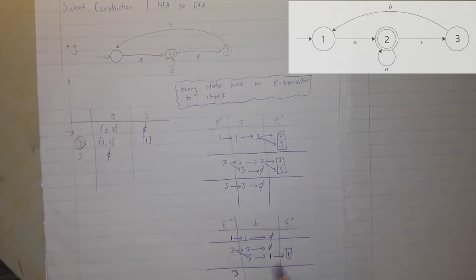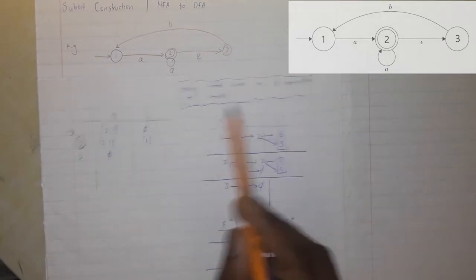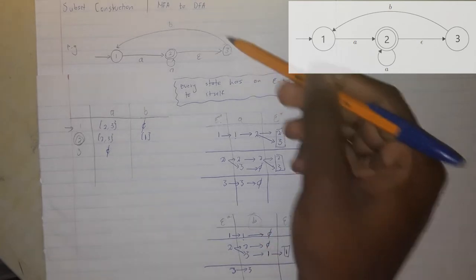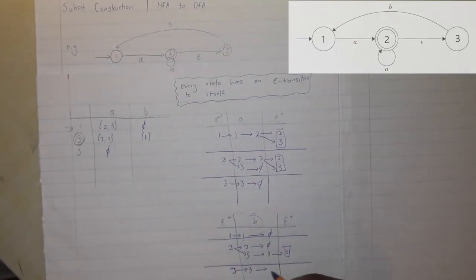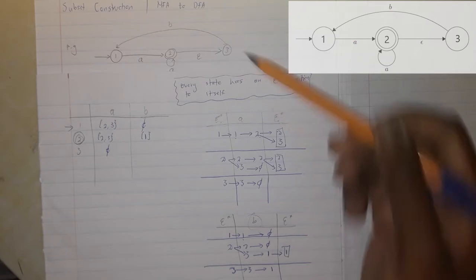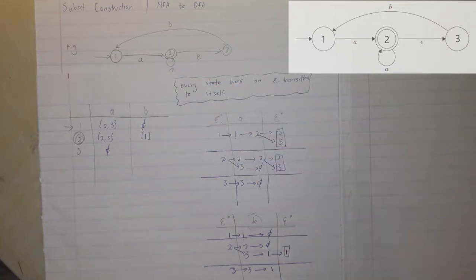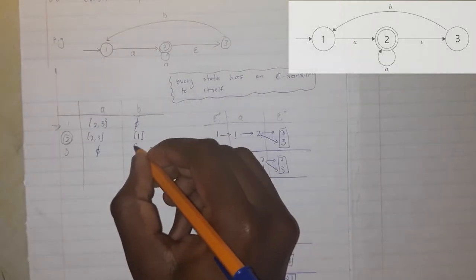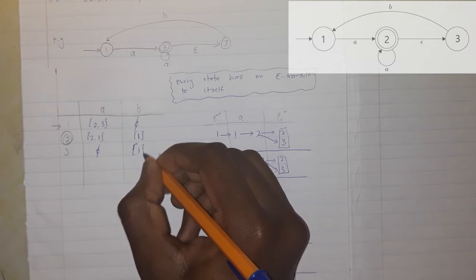And then now 3 has an E transition to where? To 3. We've already discovered that golden rule, remember. And then 3 has a B transition to where? To A. So we're gonna go to A right here. To 1. Has a B transition to 1, excuse me. And then 1 has an E transition to itself. So we're gonna take this thing here, put it right here.